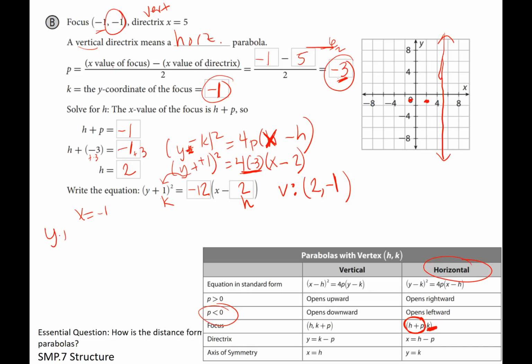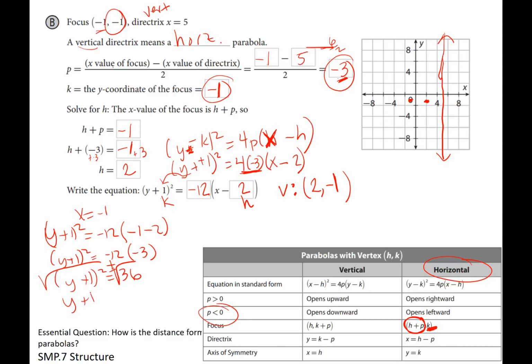So we've got y plus 1 squared equals -12, putting the -1 in for the x, minus 2. -1 minus 2 is -3. -12 times -3 is 36. To undo the square, I'm going to take the square root of both sides, so that's plus or minus. So we got y plus 1 equals plus or minus 6.